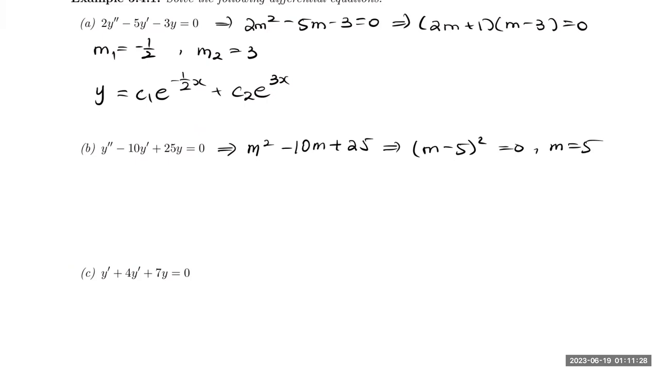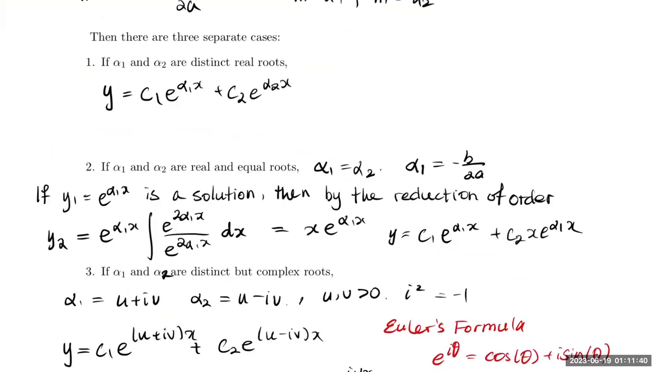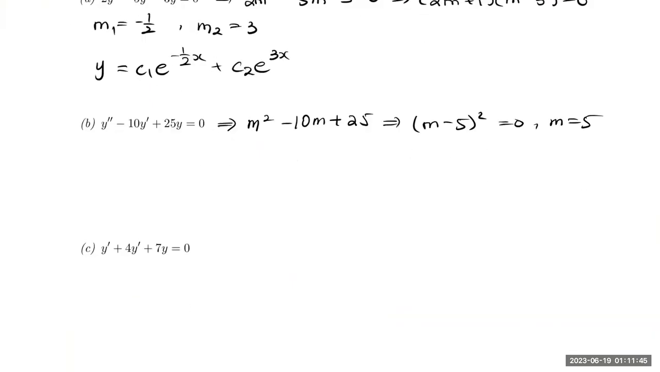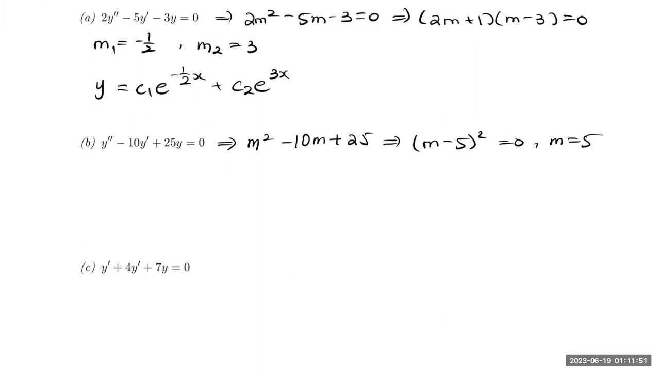So remember that when our roots are the same, we have to use the reduction of order, which we have luckily found here in case 2. So we could just automatically put here x e^(alpha1 x). So our m here is going to be 5. That means our solution of the differential equation is just going to be y = c1 e^(5x) + c2 x e^(5x). And that's the solution of the second one.